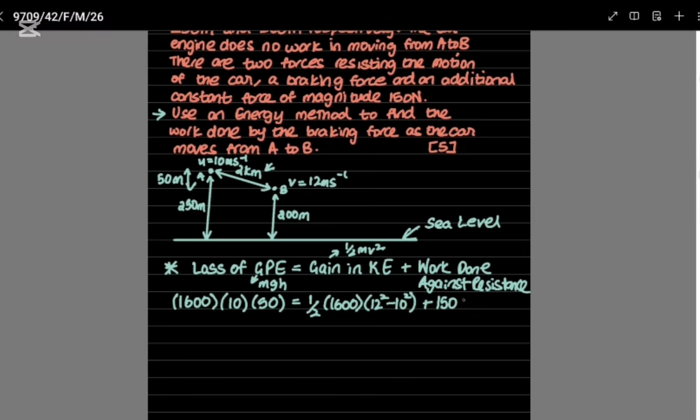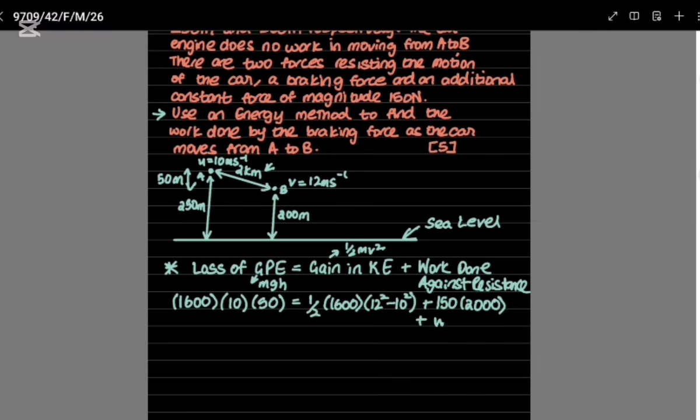For frictional forces, you always use the original distance. You don't use the vertical height. That's for GPE. For kinetic energy, you don't need the distance, but for frictional forces, you use the distance parallel to it, the actual one, which is 2 kilometers, so it's 2000 meters. Plus the braking force.